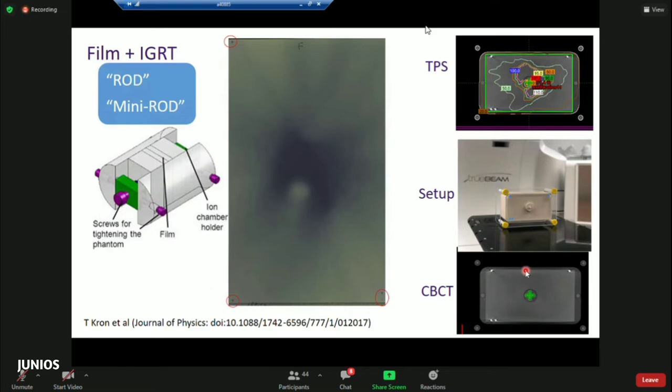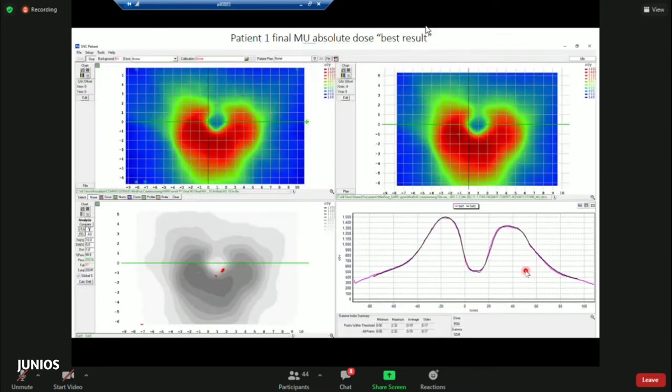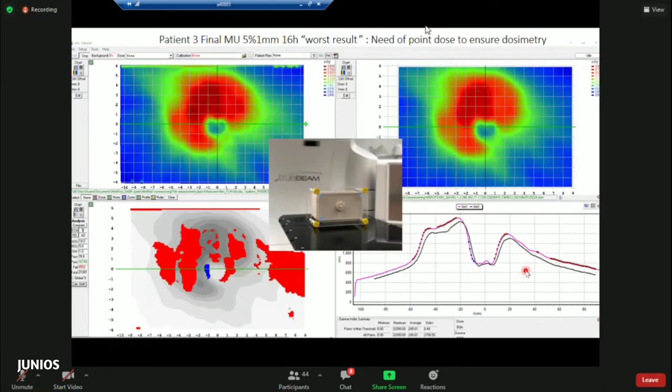So this typical example is the best case scenario. Obviously it was happy, this is a passing QA, right? But that's not always what happens. So in a lot of cases the plan has an issue, and sometimes you might attempt to rescale, but you cannot rescale if there's no other absolute dosimetry information.